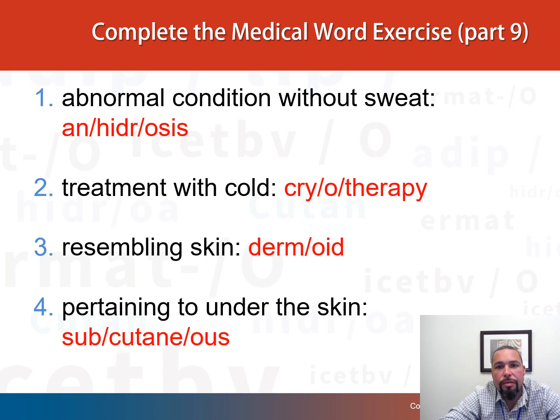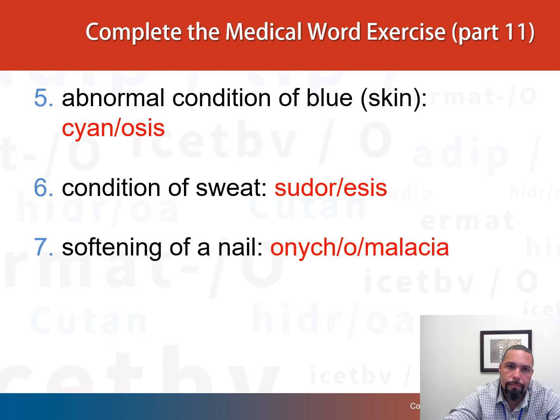Resembling skin, dermoid. Pertaining to under the skin, we talked about this, subcutaneous. Sub being under, cutane being the skin, subcutaneous. Abnormal condition of bluing skin, cyanosis. Condition of sweat, hidrosis. And softening of the nail. Oh, that one, I'm not even going to attempt that one. Yeah, we'll try it. Onychomalacia. Sure, that sounds about right.